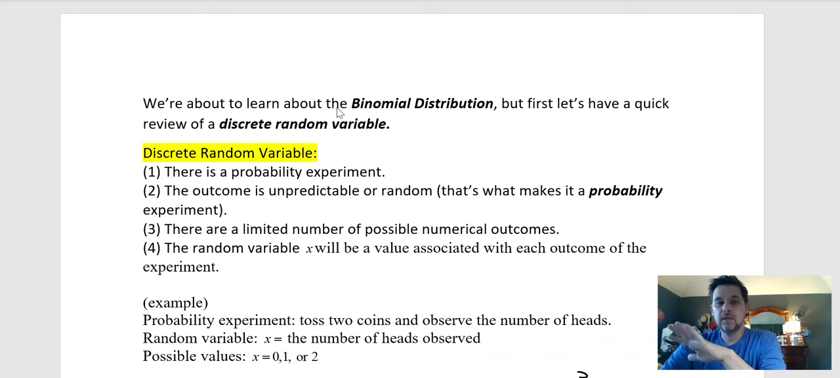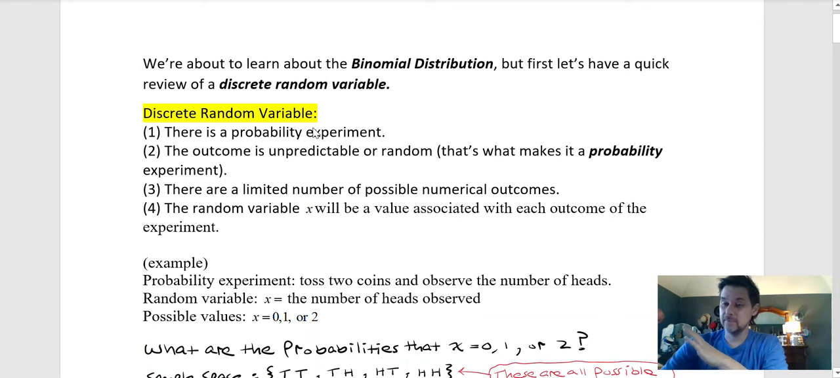All right. So the new topic is something called the binomial distribution, but that's based on something called a random variable, which is something we talked about before, but specifically a discrete random variable. So here's what a discrete random variable is. Let's start by all thinking about that.